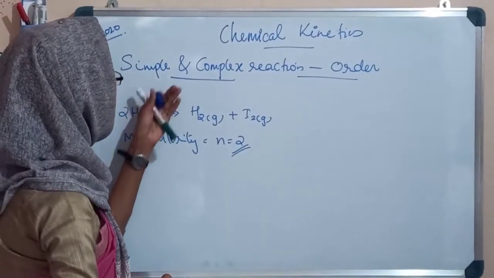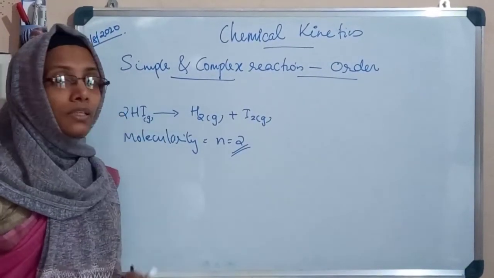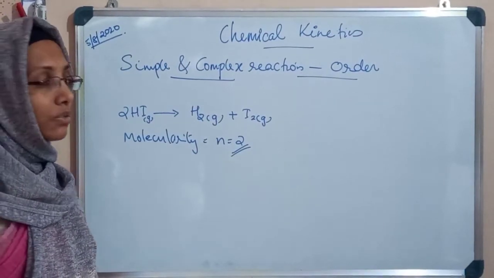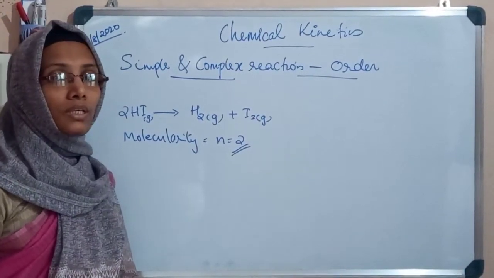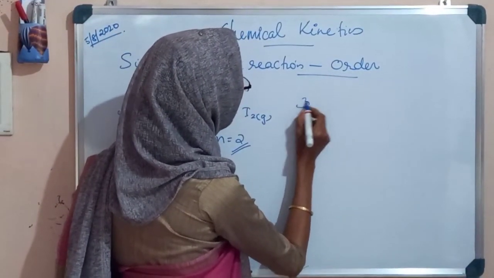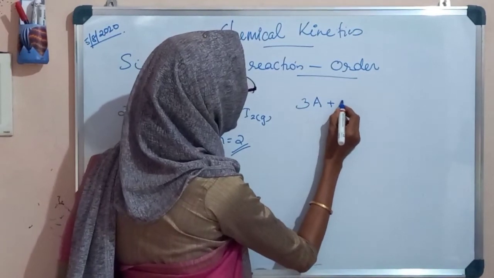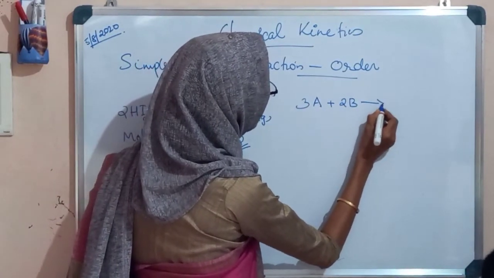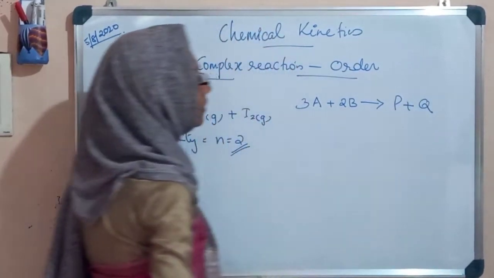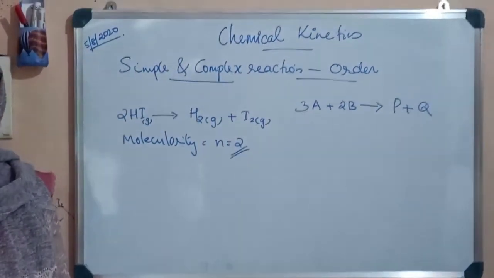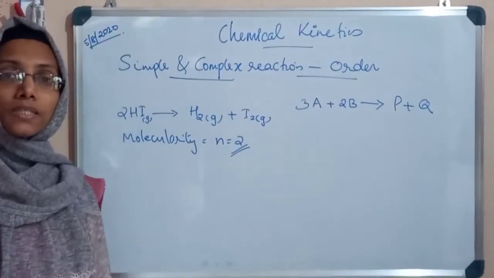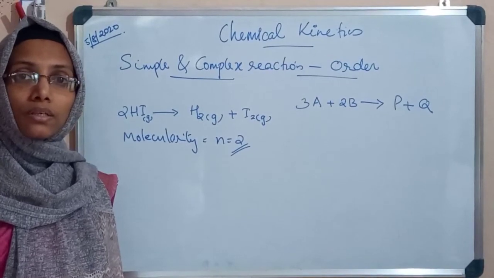But a complex reaction means a reaction that takes more than one step for completion. For example, a reaction in which 3 molecules of A and 2 molecules of B react together to form 2 products P and Q. This reaction involves more than one step. Each step is known as an elementary reaction.